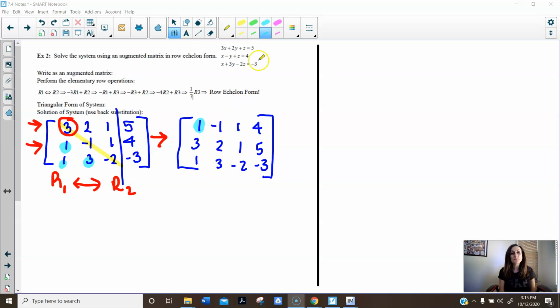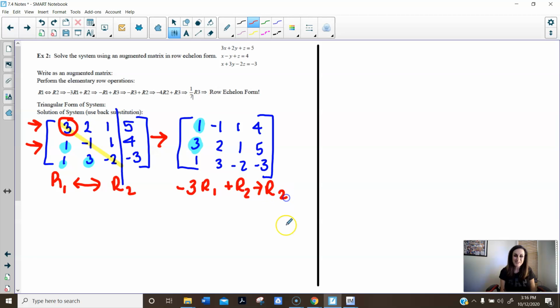And now what I'm going to do is I want to get this 3 right here to be a 0. So to make that a 0, you look at the matrix and you try to decide what can I do to make this turn to 0. So what if I took -3 and I multiplied it to row 1, and then I add it to row 2, and that's going to give me my new row 2.